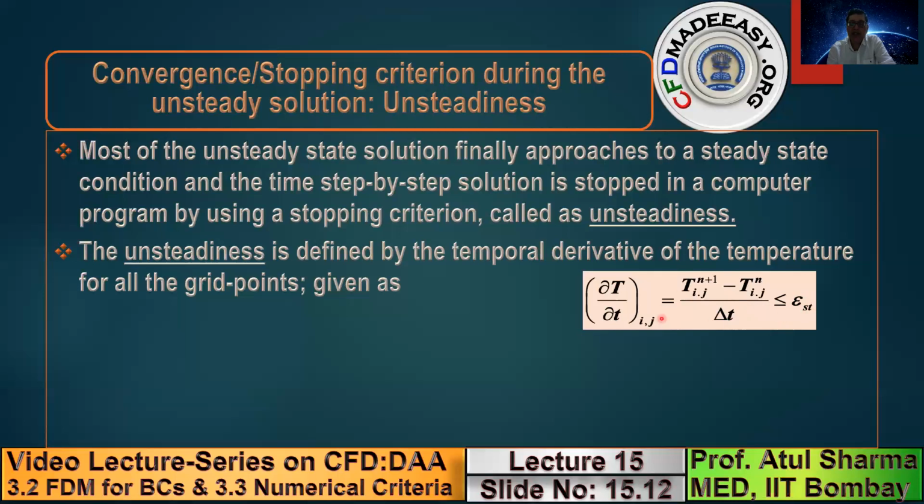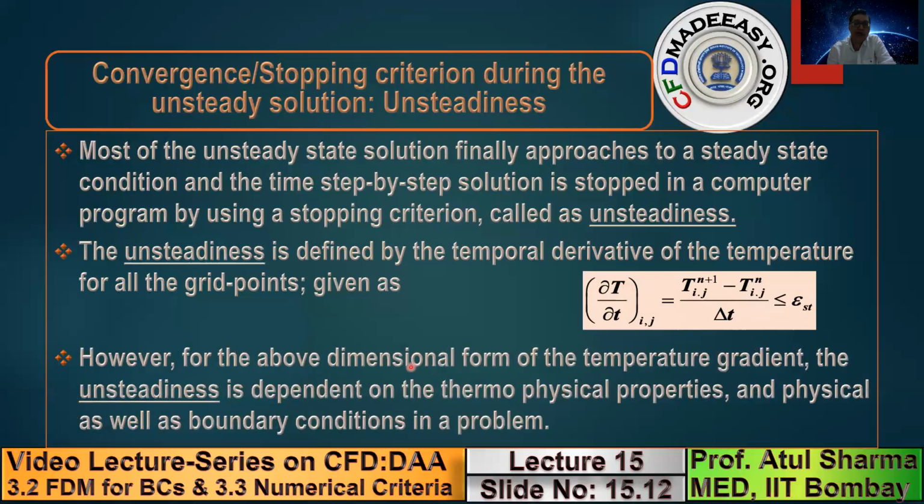However, note that this expression is in a dimensional form. You have studied the importance of non-dimensional forms in your undergraduate course in fluid mechanics and heat transfer. So if we use this dimensional form of the temperature gradient, the unsteady criterion that you have obtained is dependent on thermophysical property, like whether you are considering your plate of copper, aluminum, or any other material.